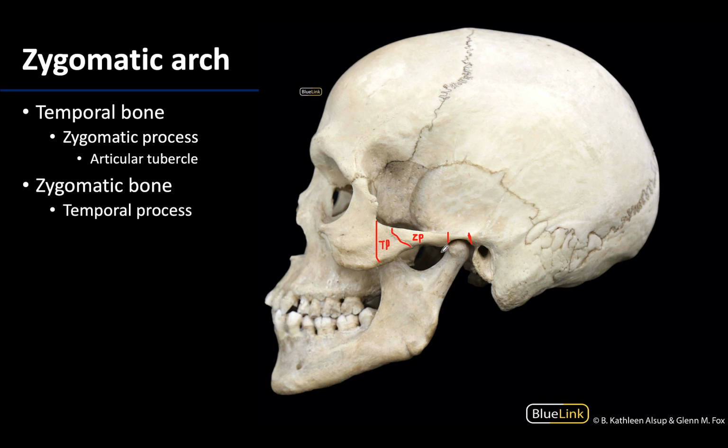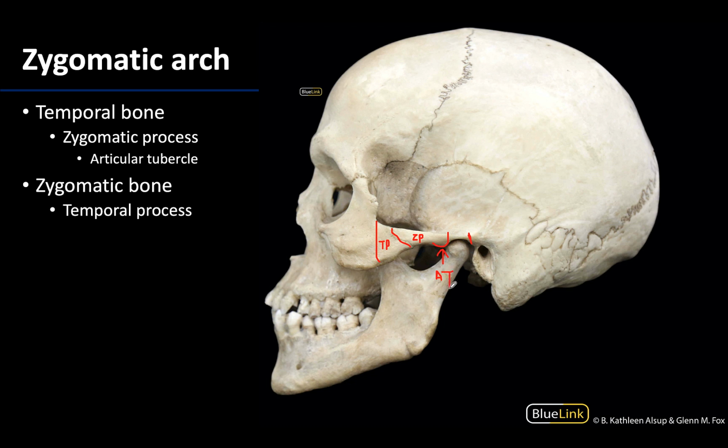You can see that the zygomatic process of the temporal bone is going to be longer than the temporal process of the zygomatic bone. Now note right here that there is an inferior projection of the zygomatic process, or the zygomatic arch, which is the articular tubercle. I love the articular tubercle, and I love to talk about it.